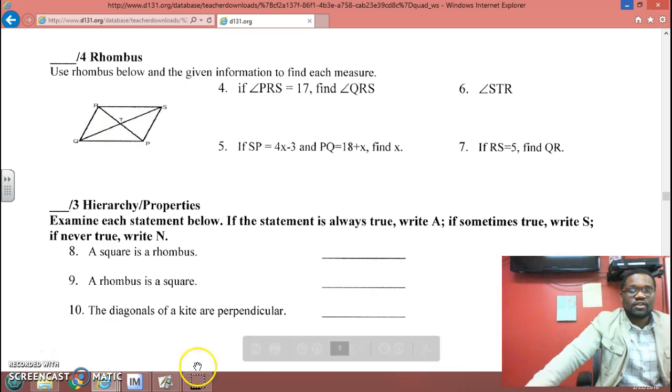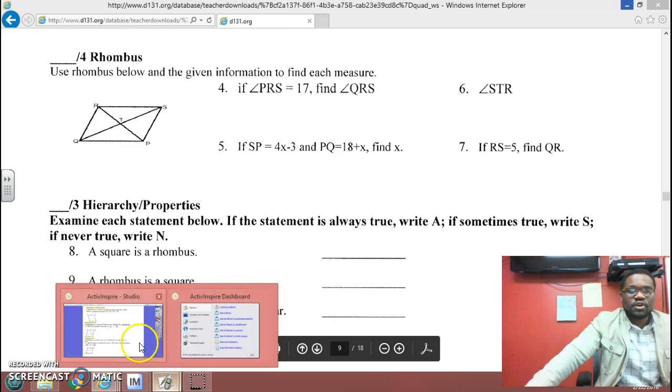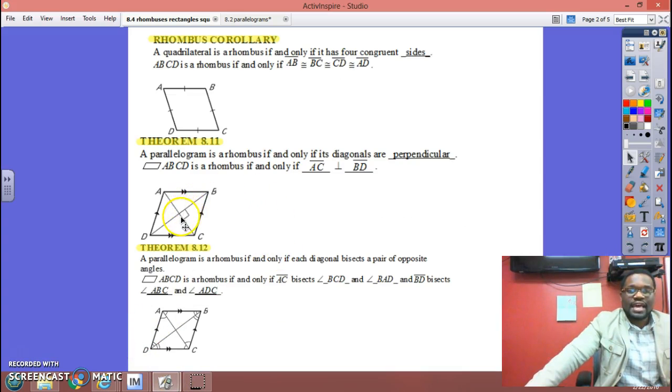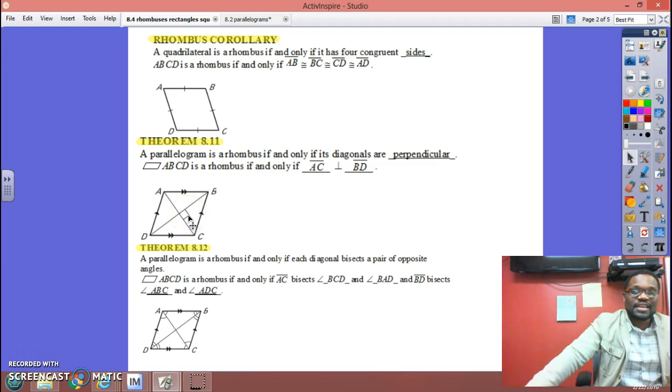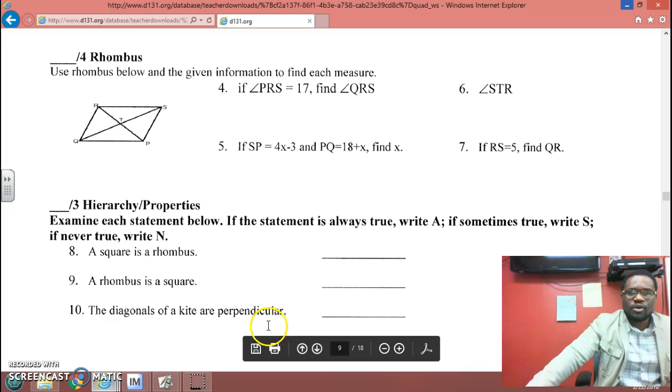Number 5, they want to know what angle STR is. Angle STR. Let's go back to our notes. Notice that these diagonals are perpendicular. I'm pointing at it, but I said the wrong thing. They are perpendicular. So that means all of these intersect and make a 90-degree angle. So how is that important? Well, when we look at this example here, STR has to be 90 as well.